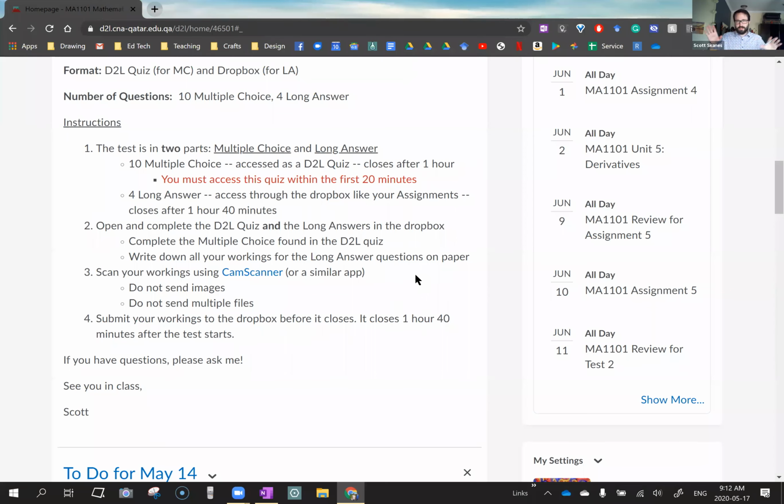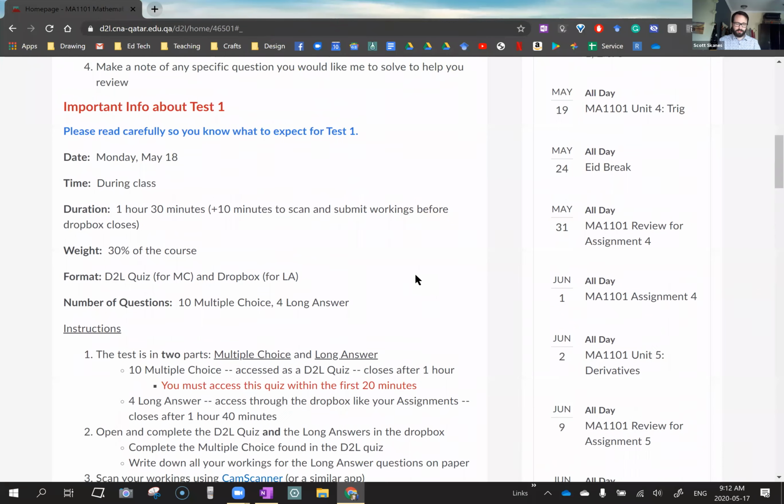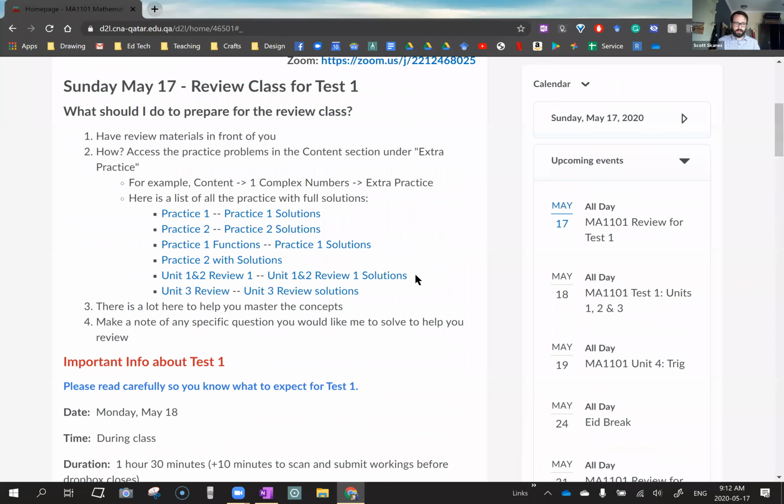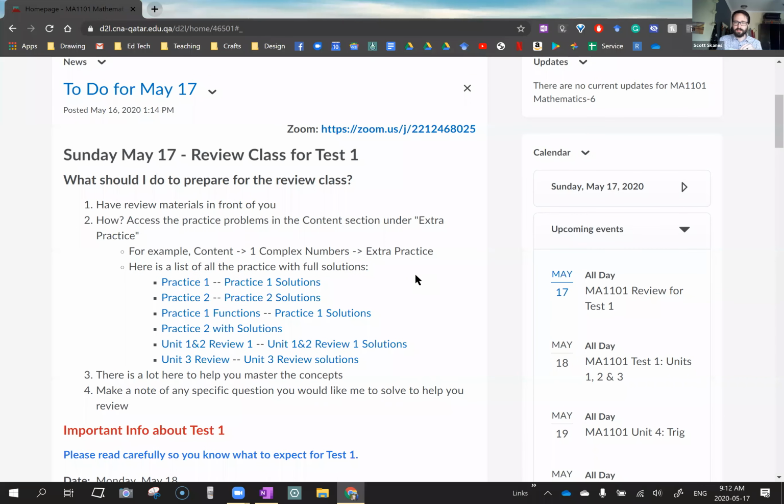Okay, that's the big idea. Everything else is just a little extra information, but really, if you open the D2L quiz and you open the Dropbox and you get it all done, then you're done. There's nothing fancy going on here, okay? And it all happens during class time. So is there anything I can clarify on that? Because tomorrow's too late to be asking me questions at like 30 minutes after the test has started, right?